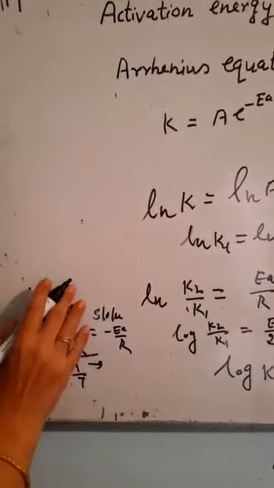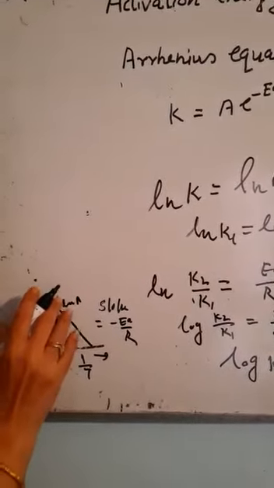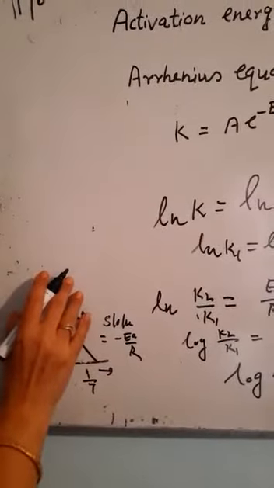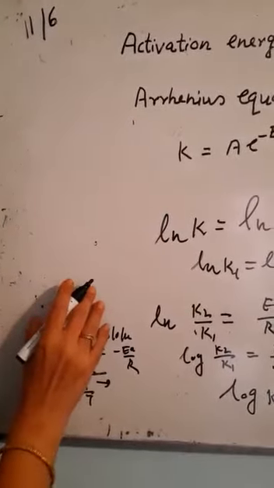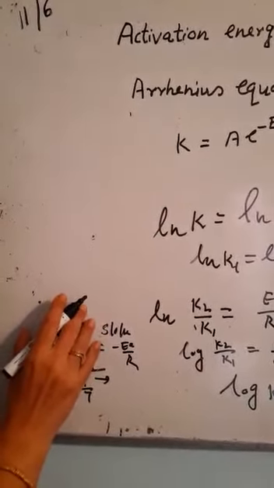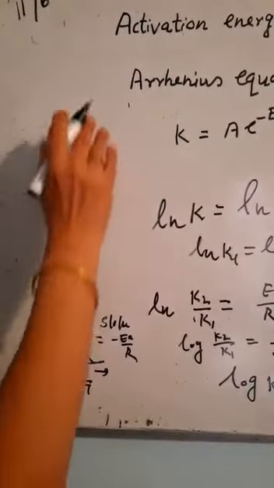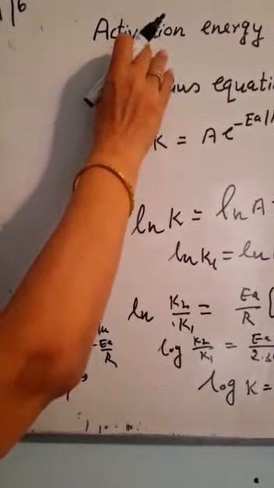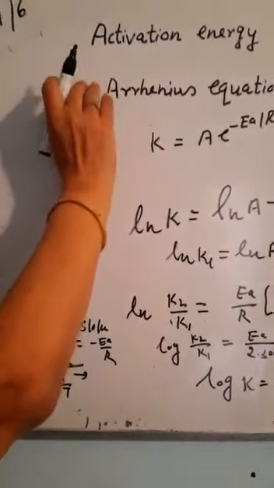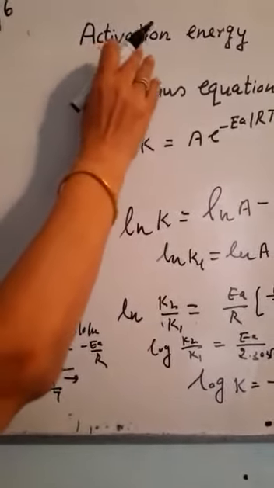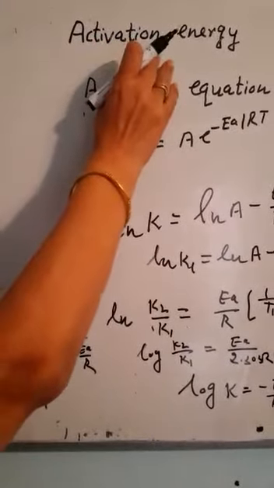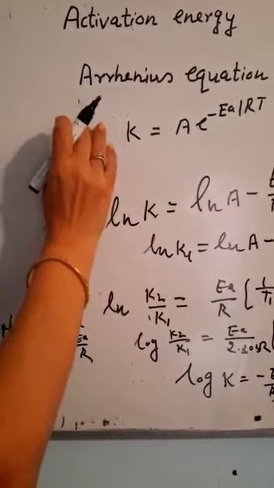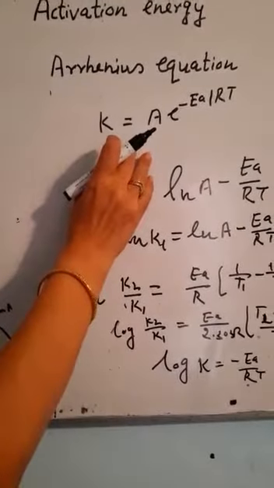But the reactant molecules have less energy at room temperature than threshold energy. That extra energy must be supplied in the form of heat or light. That extra energy which is supplied so that the energy of molecules becomes equal to the threshold energy is called activation energy.